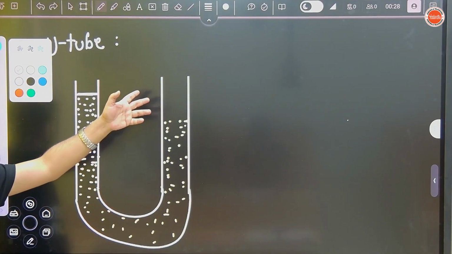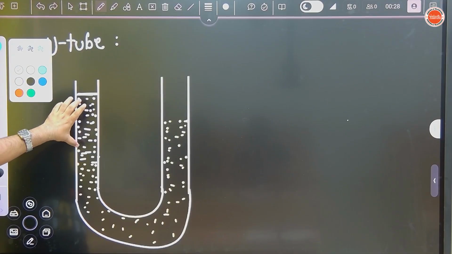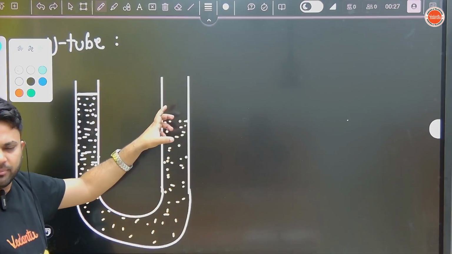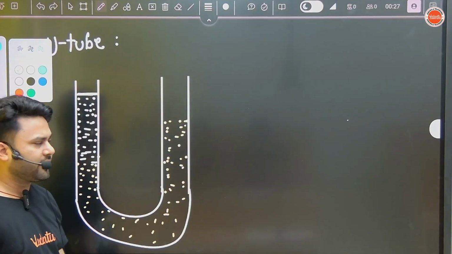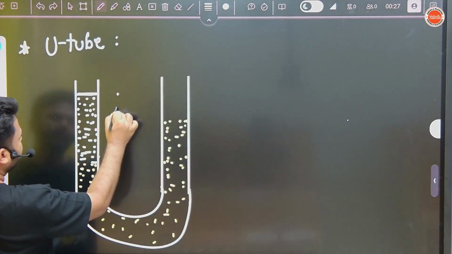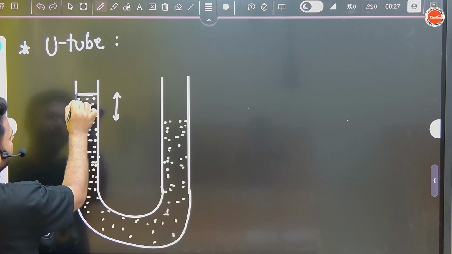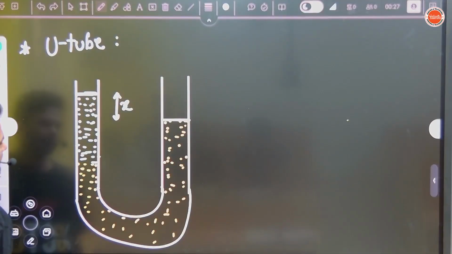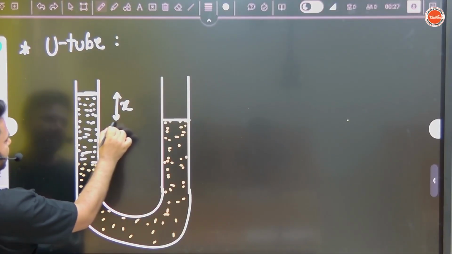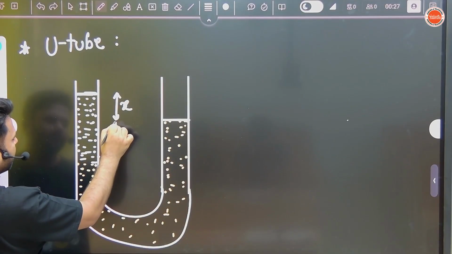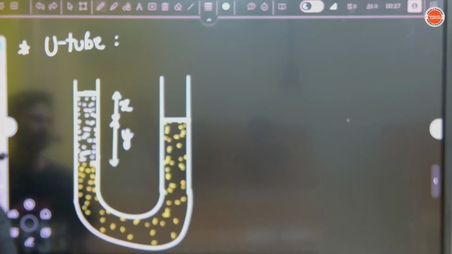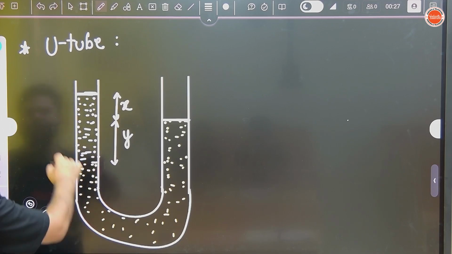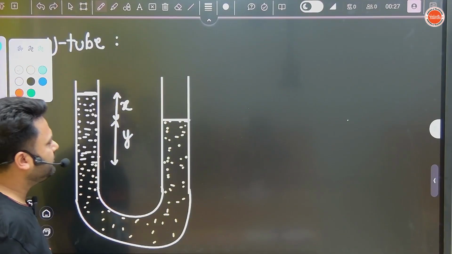So this is a U-tube device and we have two liquids, two fluids. This is fluid 1, it can be gas also. This is fluid 2. Suppose there is water and oil. This distance is x, from the top level to the top level. This distance from here to here is suppose y.